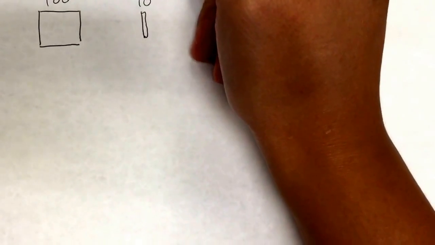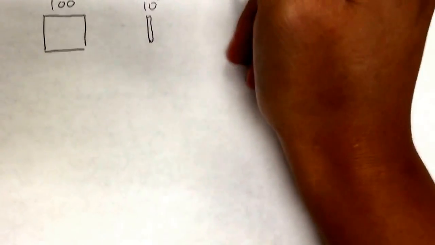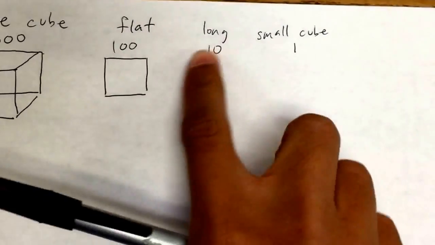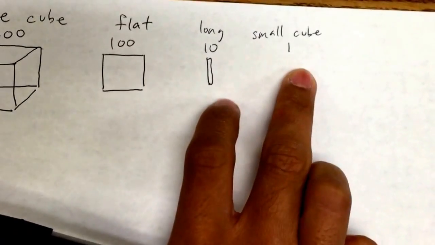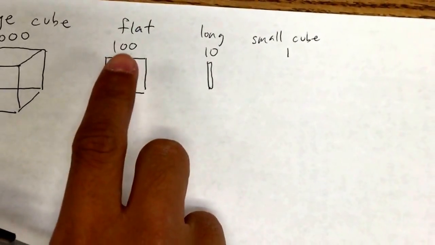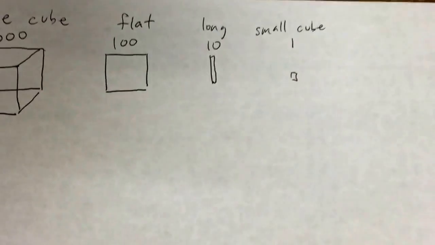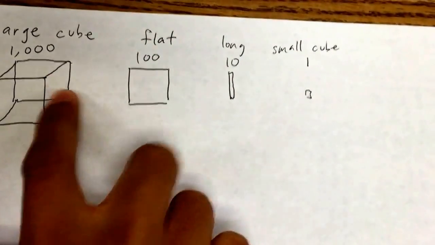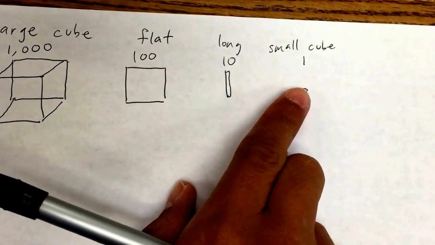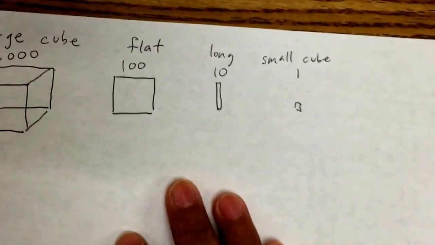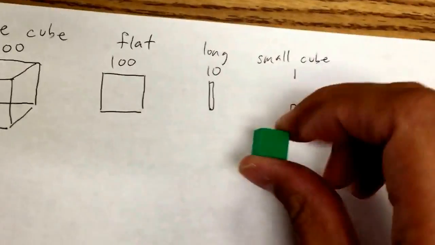And last but not least, we have a small cube. And the small cube, for now, will be valued at 1. The interesting part is we'll be using the flats, longs, and small cubes with decimals, and so we'll actually be changing the value. But as of right now, it's a small cube. And unlike the large cube, you don't need to make the small cube 3D, and please don't when you're drawing it out on paper.